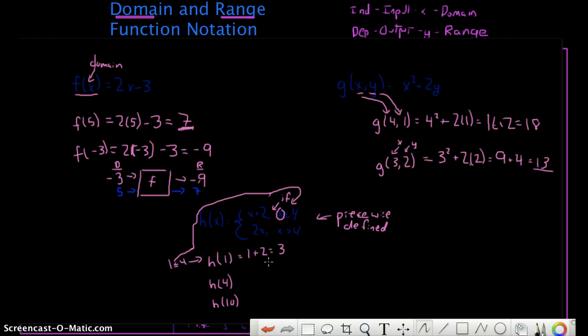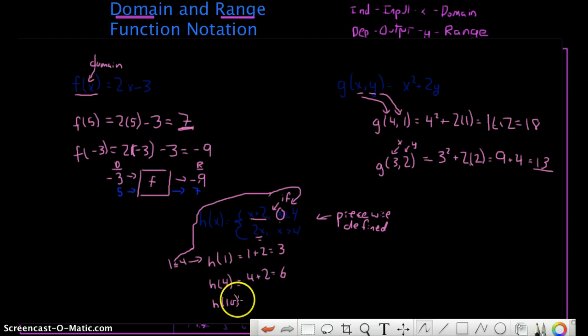Okay, so now for 4. This one's tricky. 4 is less than or equal to 4, so I still use this rule here. 4 plus 2 equals 6. I can still use that rule because x was less than or equal to 4. In this case, it was equal. Now here, though, this one's a little different.